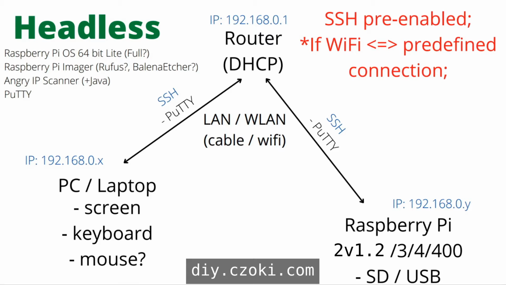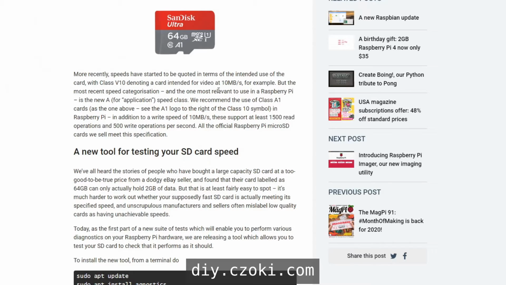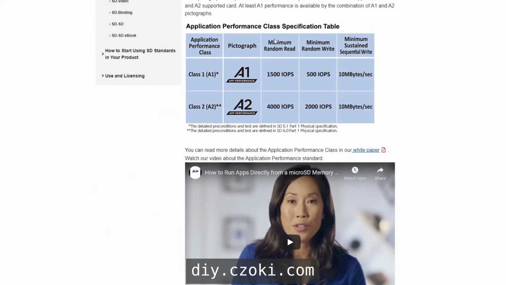Now, running the operating system from an SD card or USB. It might depend on what you currently have available, but from my experience, most USBs perform better than SDs based on the benchmarks I did. If you are looking at SD cards, please make sure it's at least an A1 application performance class, as proposed by Raspberry Pi, shown in the picture here and in the class specification table, A1 at least.